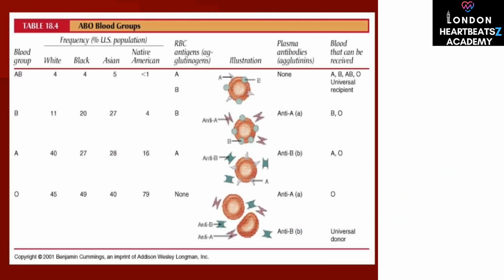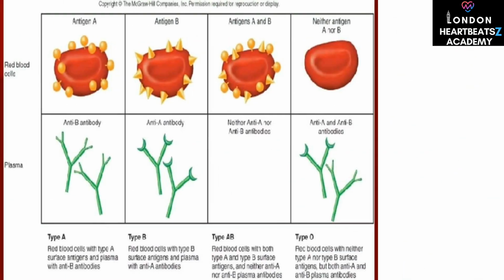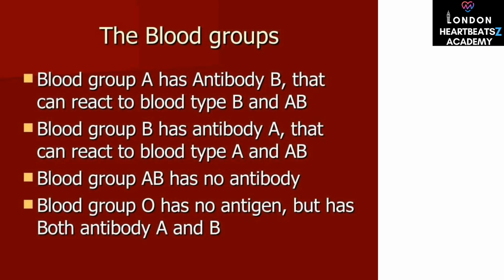This table outlines the ABO blood groups, including the frequency in the U.S. population, the RBC antigens, corresponding plasma antibodies, and which blood types can be received. This diagram illustrates the relationship between antigens on the red blood cells and antibodies in the plasma for each of the 4 ABO blood types, A, B, AB, and O. Blood group A has antibody B. Blood group B has antibody A. Blood group AB has no antibody. And blood group O has no antigen but contains both antibody A and B.